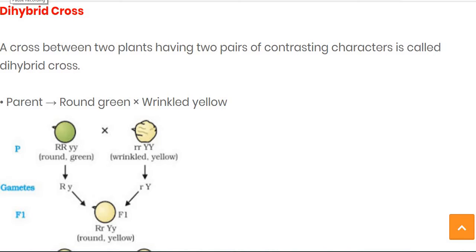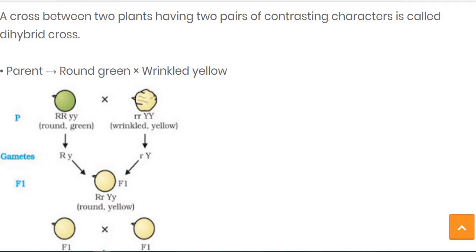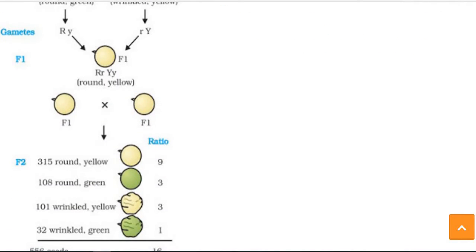Hello students, in the previous video we have seen the dihybrid cross. In that, two pairs of contrasting characteristics were focused on: one is the shape and the other is the color of the seed. In that, round shape and wrinkled shape, and green and yellow color, we have taken. And in the F1 generation, all the seeds that we got were round and yellow.